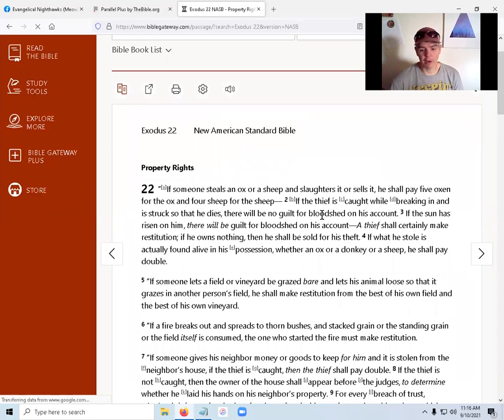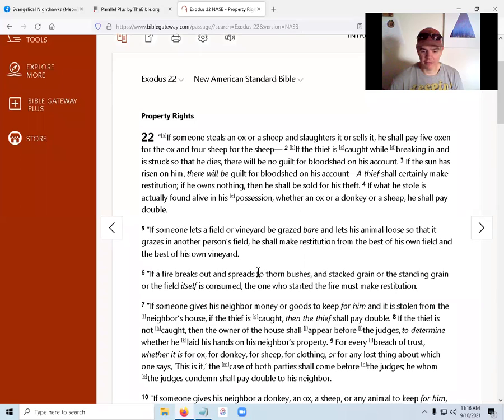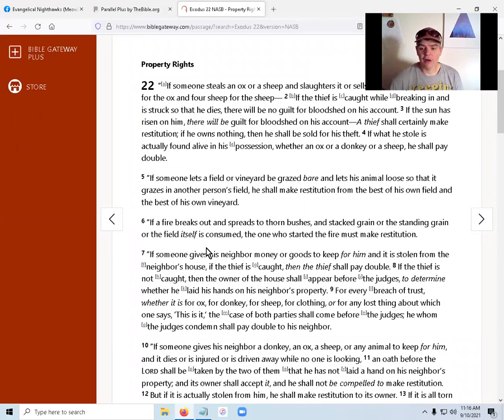Let's see. Chapter 22, more property rights. A field or vineyard, okay? If a fire breaks out and spreads among thorn bushes and stacked grain, the one who started the fire must make restitution. That's good. Why don't they then go along and say, the one whose ox dug the pit must make restitution. The one who built a gate wrongly and it fell on the cattle must make restitution. The one who failed to secure a wall and it fell must make restitution. Just seemed kind of willy-nilly, but that's the way they did it.